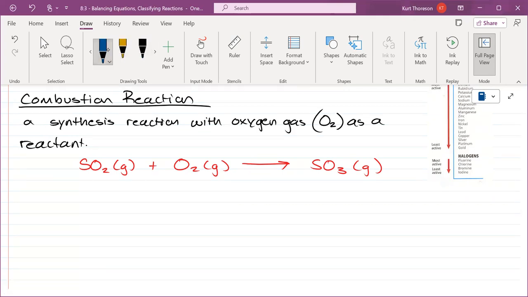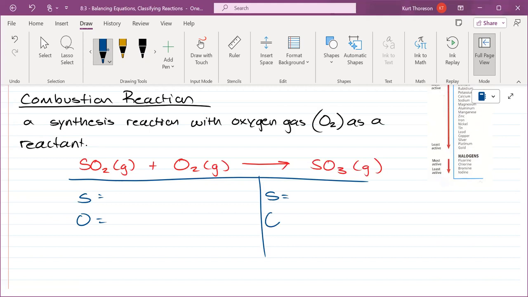Now, I also want to balance this, so let's do our scoreboard. We have sulfur, we have oxygen, we have sulfur, we have oxygen. One sulfur, 1, 2, 3, 4 oxygen atoms there. One sulfur, 1, 2, 3 oxygen atoms there. Okay. Let's see. Well, we have a discrepancy with oxygen. So you can just try to put some numbers in, and if you have to erase them, that's fine.